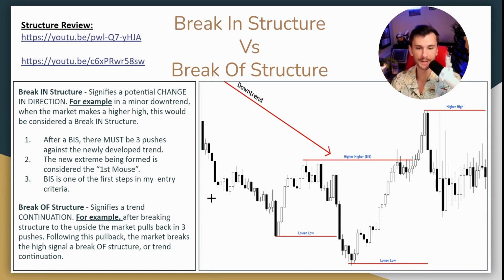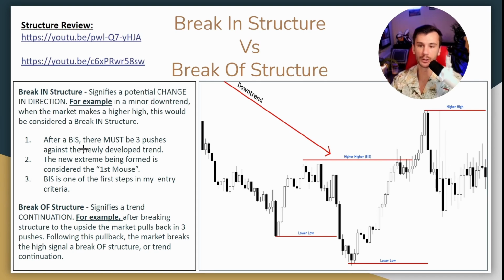For example, in this example over here, you have lower lows and lower highs being formed, and then they make a higher high. That is going to be considered a break in structure, letting me know that there is a potential for a reversal from that point. Now, I'm not necessarily just going long off of that higher high. I still have a lot of checklist things that I need to accomplish before actually taking the trade, but this is an early warning sign or an early indication to start looking for that trade.